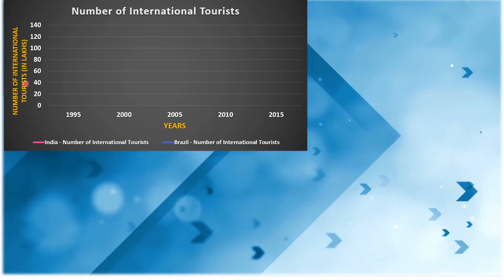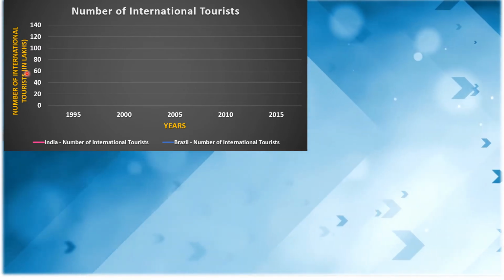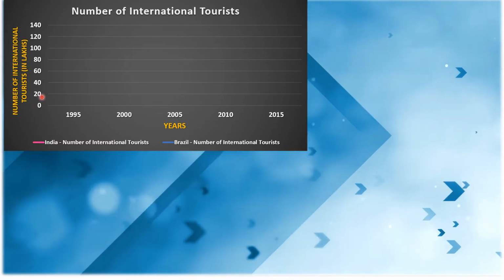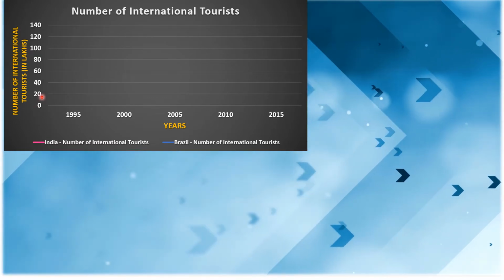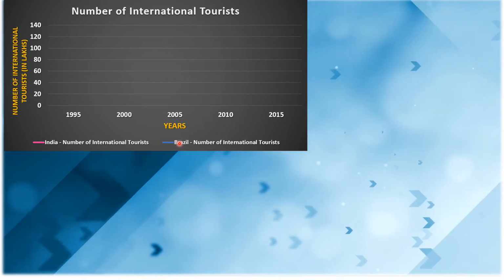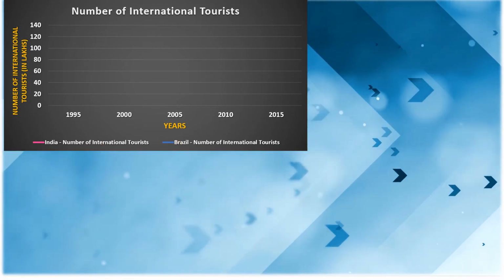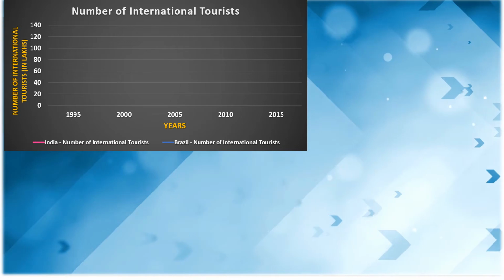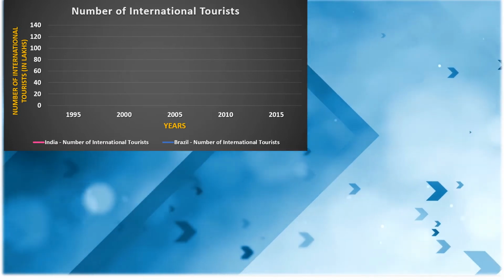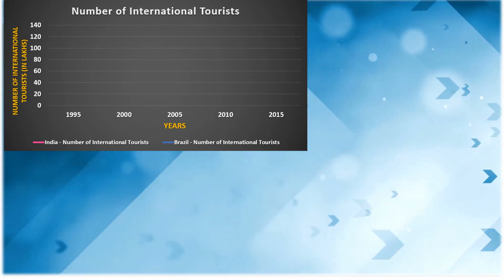On the y-axis, they have given the number of international tourists in lakhs. Now the scale here is 1 centimeter is equal to 20 lakh tourists. Now the blue line indicates the number of international tourists visiting Brazil, and the pink line indicates the number of international tourists visiting India. Now let's study the graph and compare India and Brazil with respect to the number of international tourists over the years.